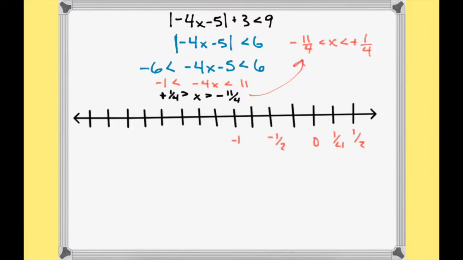Negative 1, negative 3 over 2, negative 2, negative 5 over 2, negative 3. So, negative 11 over 4 is halfway between negative 5 over 2 and negative 3. So we're going to have an open circle there, and an open circle at 1/4, and we're looking at the area in between them.